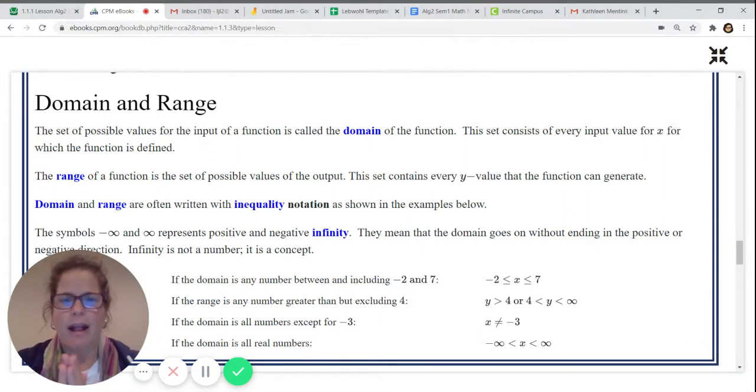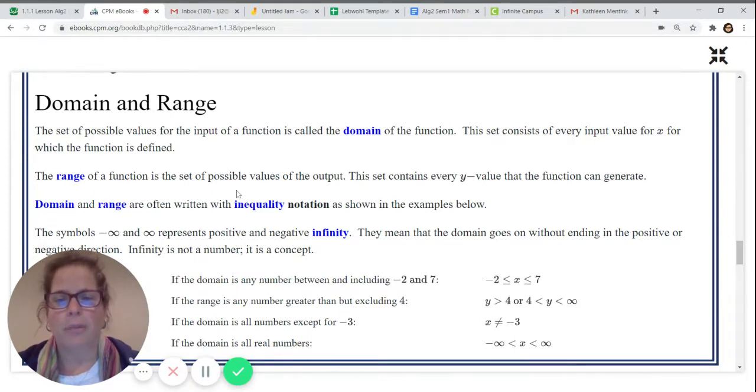And when you look at a graph, our x values are how far we move left or right on the graph. So often when we're looking at a graph, when we're looking at how far a function spreads to the left and to the right, those are all key pieces towards domain. If you're looking at a table, you can look at the x coordinates in the table. That can be helpful as well.